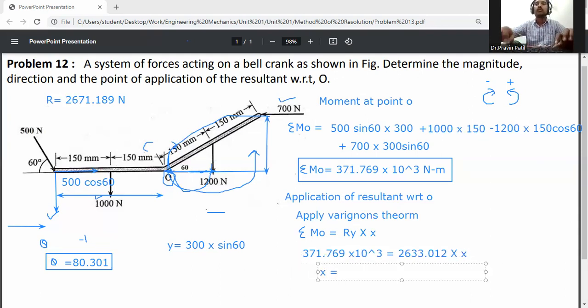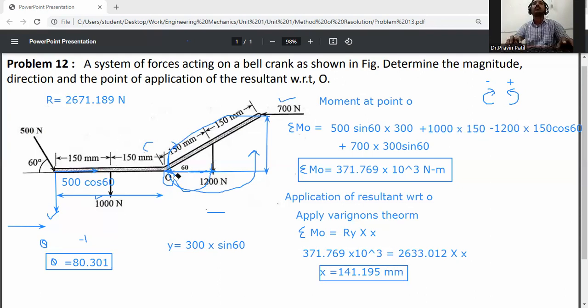So x is equal to 371.769 into 10 raised to the power 3 divided by 2633.012. So x is equal to 141.195 mm. This one is x.